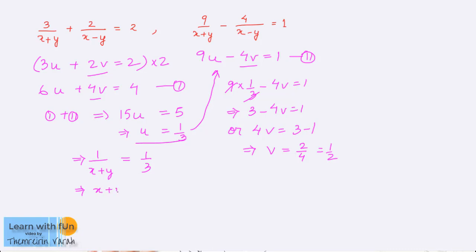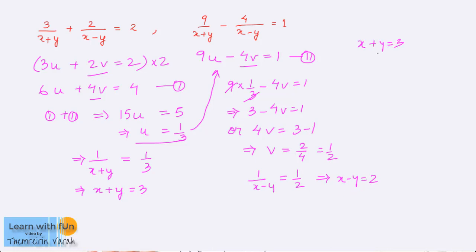Right? So we get x plus y equals 3. Then 1 by x minus y is equal to 1 by 2, which implies that x minus y is equal to 2.